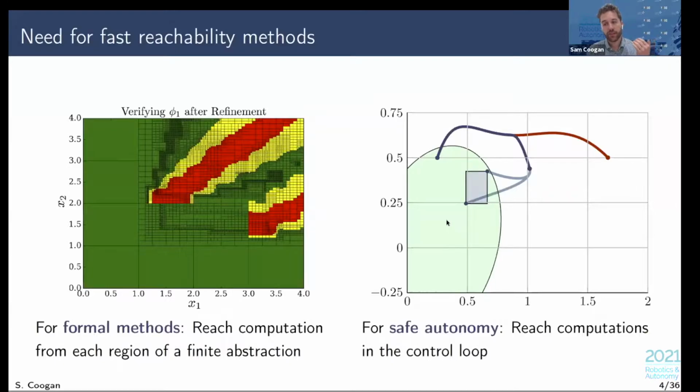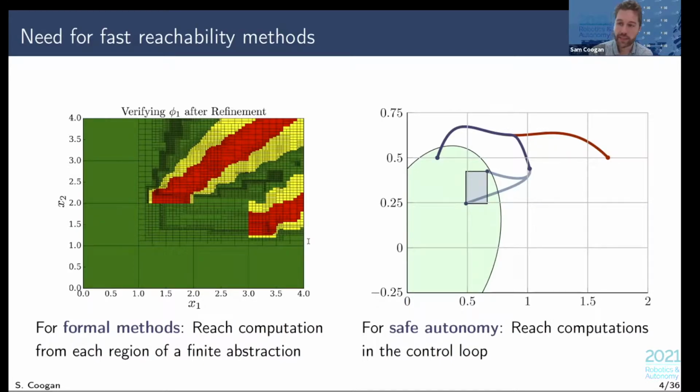So there's a growing need for the ability to compute reachable sets in different contexts very quickly. So speed is becoming an increasingly important topic in the realm of reachability theory. And I like to divide the need for speed into two different camps, at least for the research that we think about in my group. So on the left, the reason you might be interested in these fast reachability methods is for formal methods contexts.